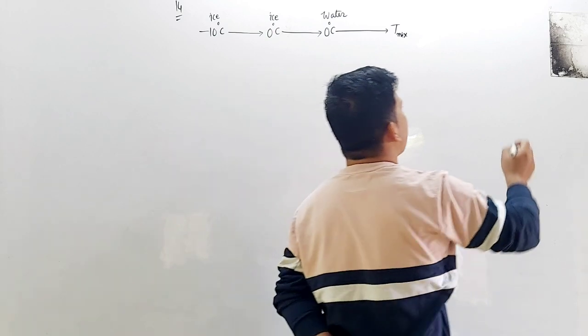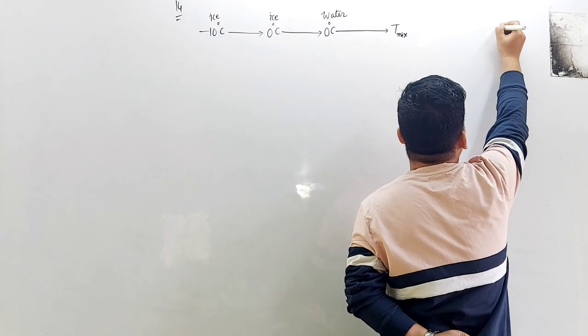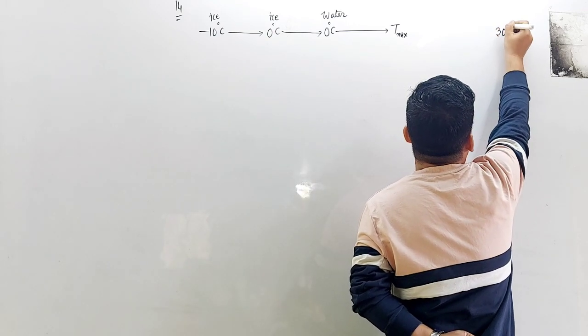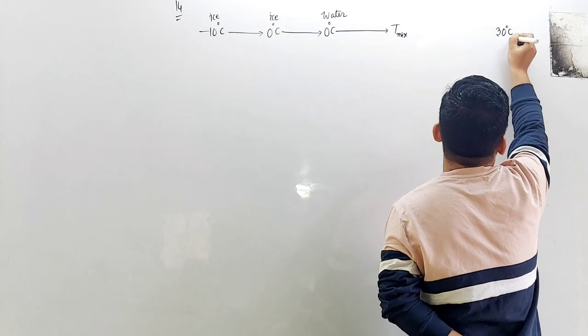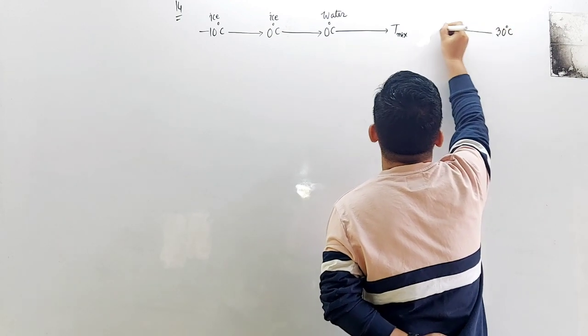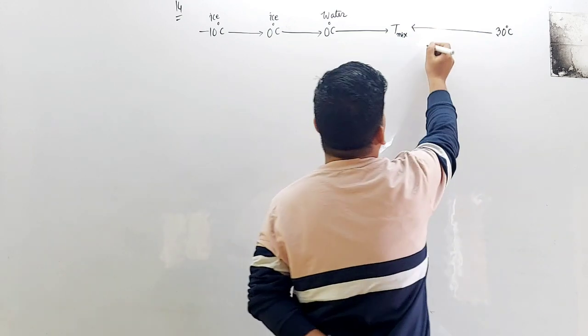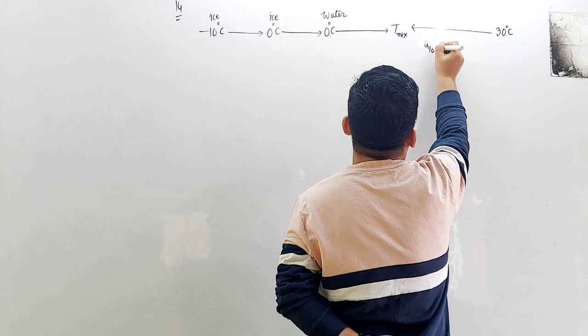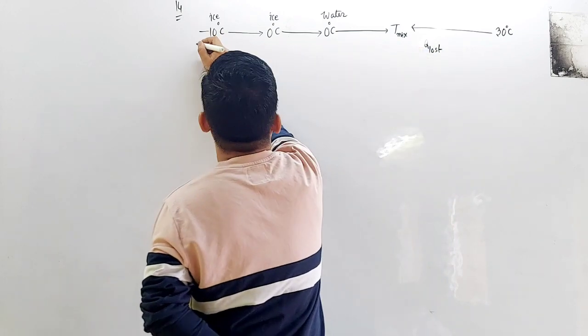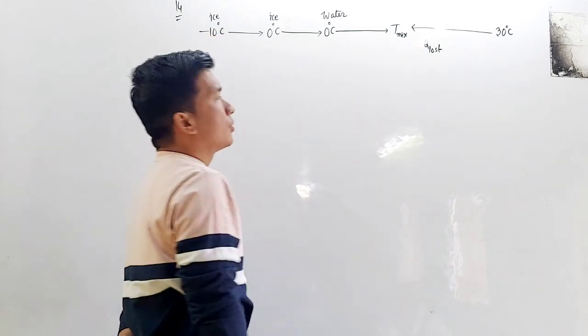Now, what is the temperature of the hot water? The temperature of the hot water is 30 degrees Celsius. It is cooled down to the mixture temperature, and this will be our heat loss. And from here to here, this will be our heat gain.